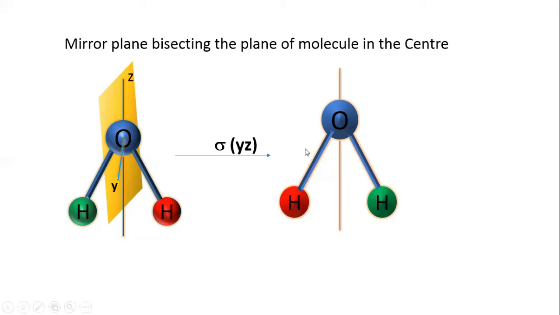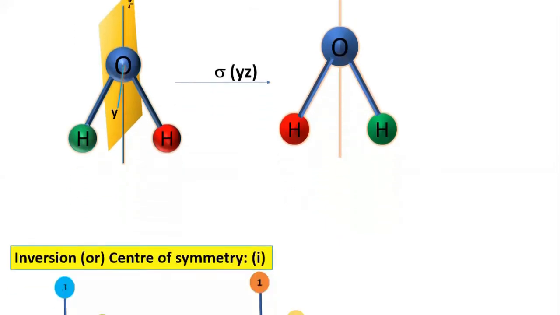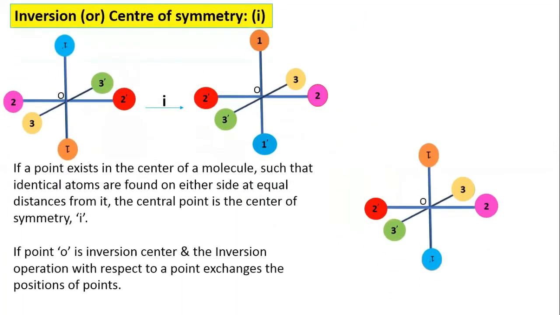So this is sigma yz, one more symmetry plane, a reflection plane. And next is the inversion or center of symmetry, i. If a point actually exists in the center of a molecule such that identical atoms are found on either side at equal distances from it, then the central point is the center of symmetry i.